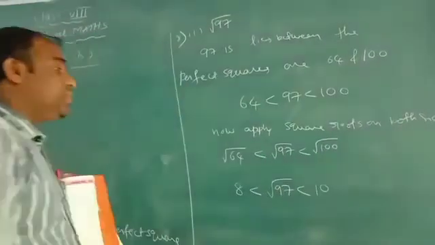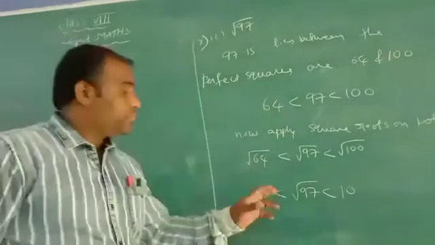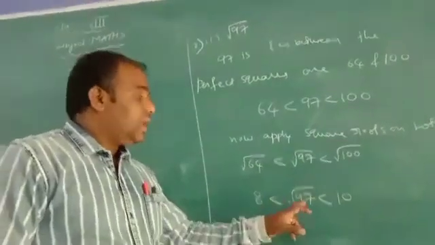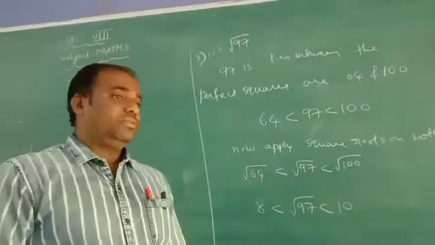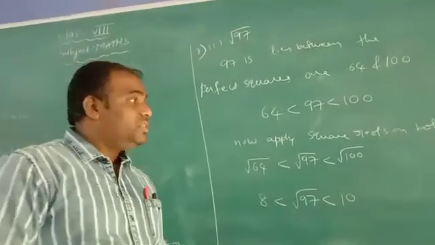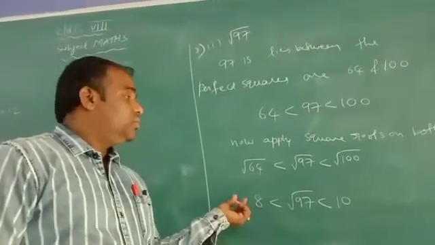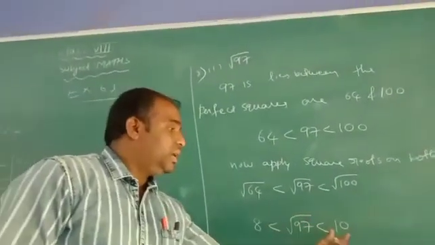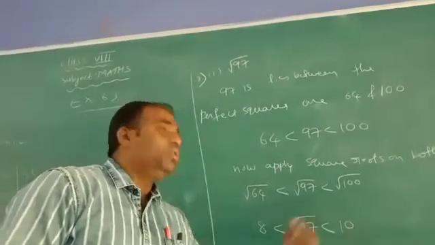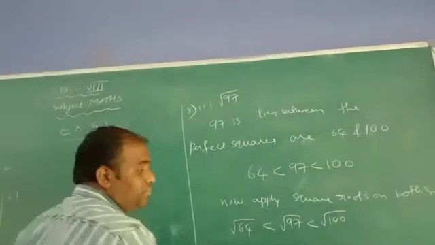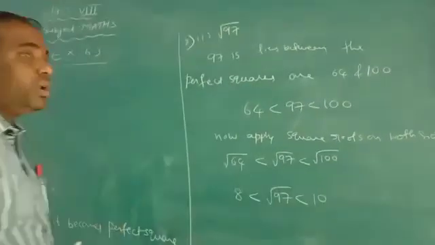See beta, root 97 lies between 8 and 10. Which is the nearest whole number beta? This is 64, this is 100. This is very close to this 10 only, because 97 and 100 are just the nearest numbers. That is why the nearest whole number to root 97 is 10 only.